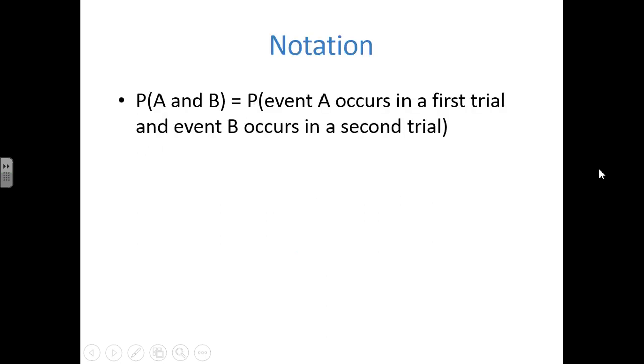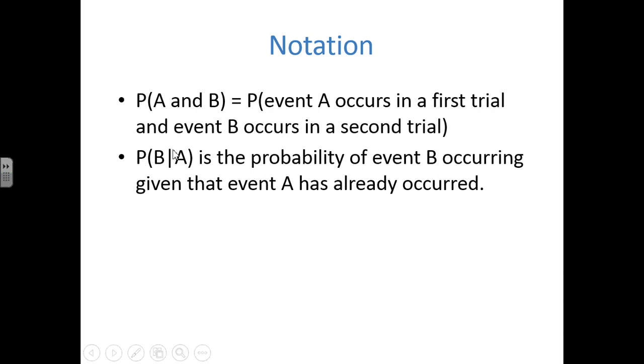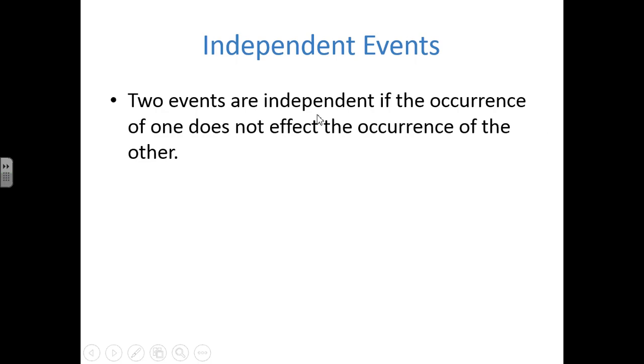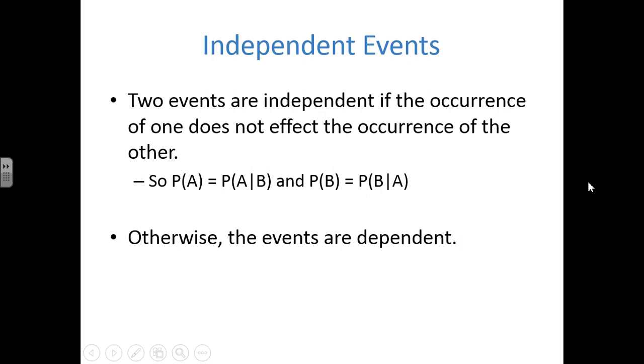So let's look at some notation. The probability of A and B means A occurs in the first trial and B occurs in the second trial. The probability of B with a straight up line is read as the probability of B given that A has occurred. So we're looking for the probability of B given that we know that event A has already occurred. Independent events: two events are independent if the occurrence of one does not affect the occurrence of the other. So if A and B are independent of each other, then the probability of A, given that B has occurred, is just the probability of A. Otherwise, we say the events are dependent.